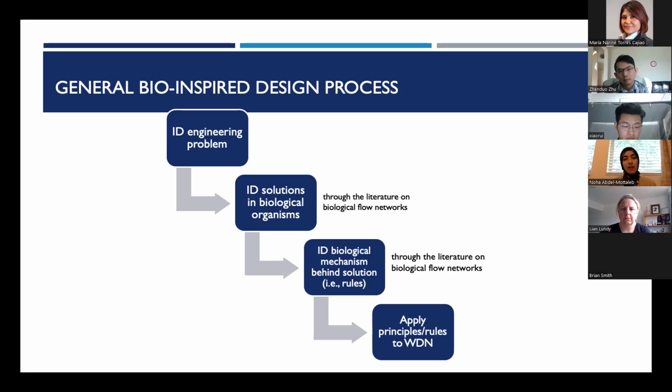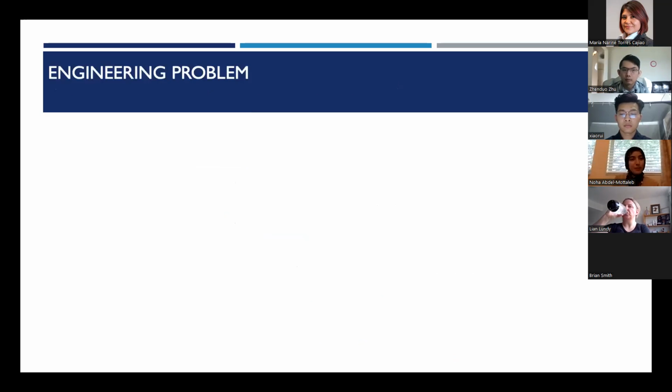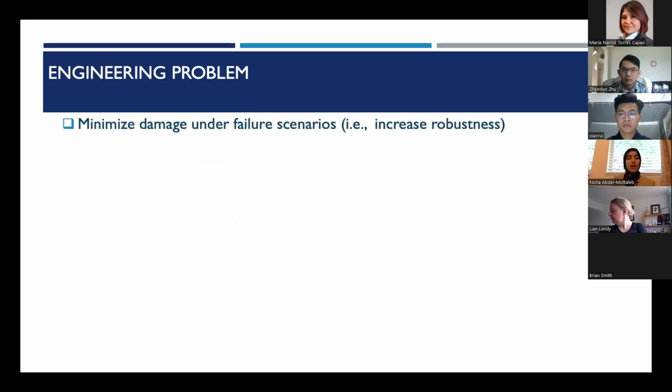And then after we identify the solution, we can go into the details of the mechanism. What is the mechanism behind the solution? And this can be thought of as like a growth rule, an adaptation, an optimality rule. And this is, again, through the literature on biological flow networks. Then we can modify these rules. We can modify these mechanisms for engineered systems, such as a water distribution network. So let's go into what is our engineering problem for water distribution networks.